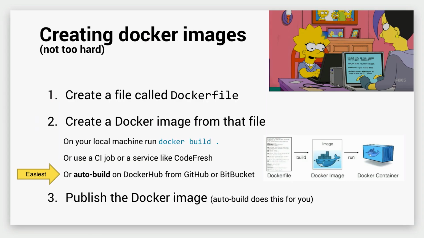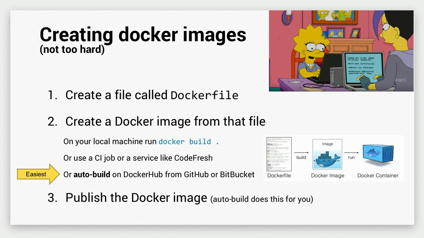Now for the intermediate step: if you want to customize that, if you want to create your own Docker image or build off of the one that we gave you, that's not too hard either. There are only 3 steps. First of all, you create a file called a Dockerfile. The name of the file is actually Dockerfile. Second, you build a Docker image from that file. And finally, you publish that image someplace like DockerHub.